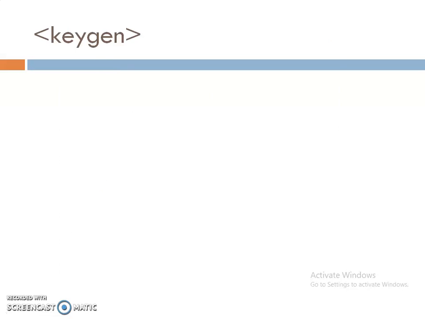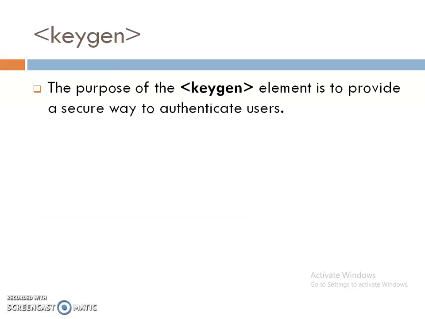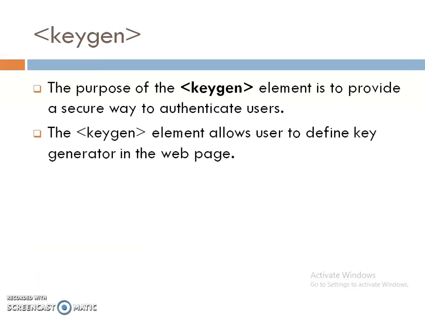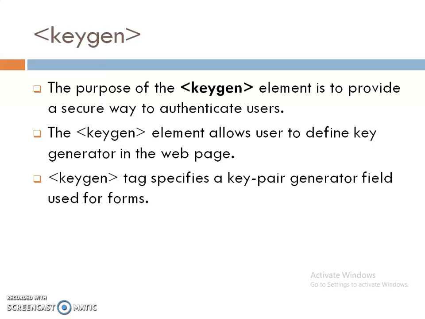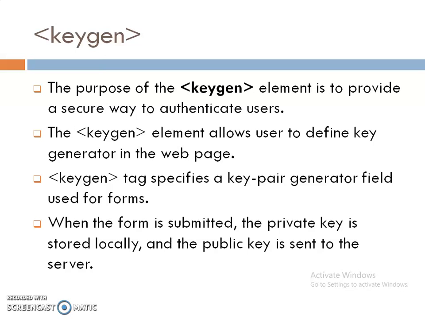Now the keygen element. It is an element which provides a secure way to authenticate the user, and it allows the user to define a key generator in the web page. It specifies the key pair generator field, in which two types of keys are generated, a public key and a private key. The private key is stored locally on the computer side, and the public key is sent to the server side.